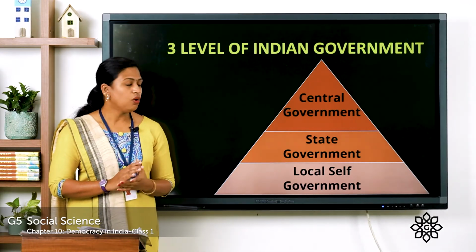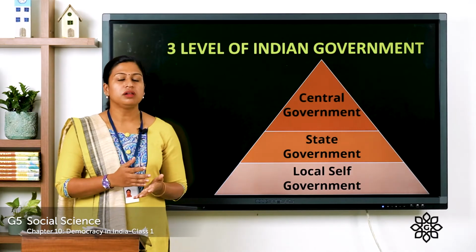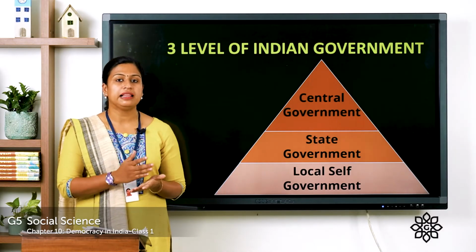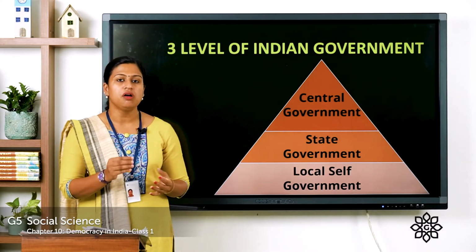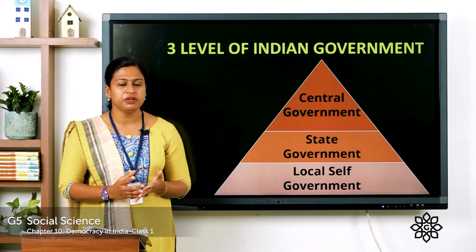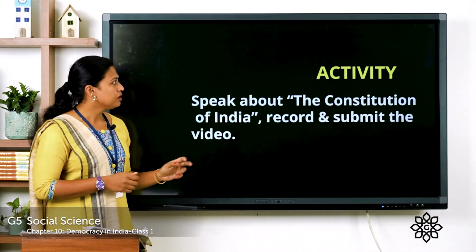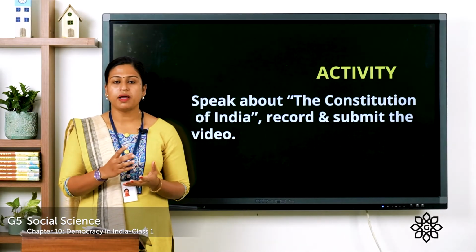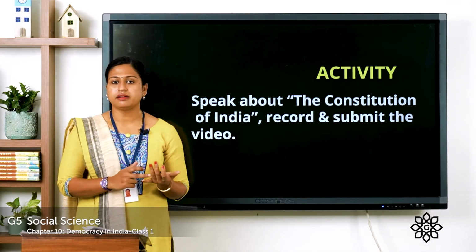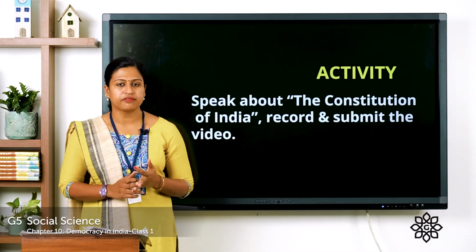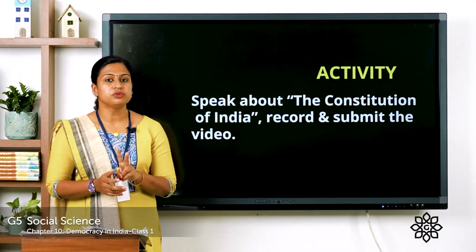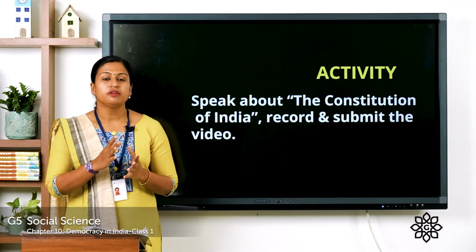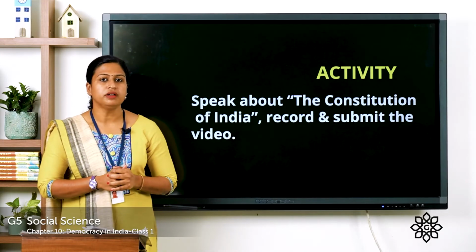Now the third one is local self-government. This is a local government which provides rights and services which are very necessary for the healthy living and welfare of an individual or of our society or our community and so on. So this was about the Constitution of India. The Constitution provides three levels of government, that is central government, state government and local self-government, and the power is divided between two governments, that is the central government and the state governments. They both work together for the welfare of the citizens of our country.